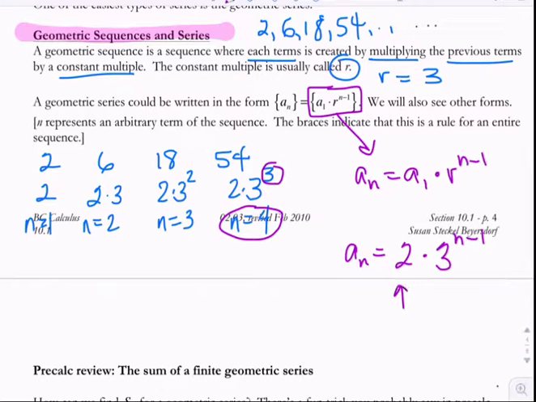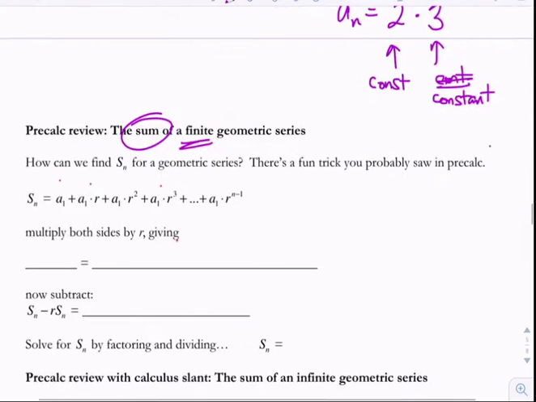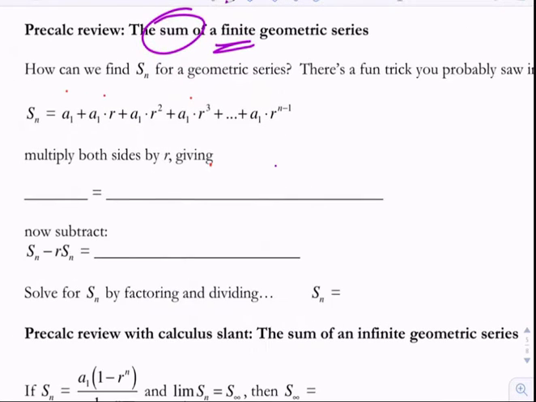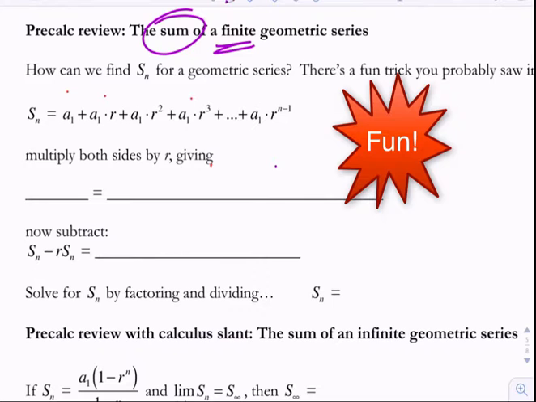You'll see a constant here, and a constant here. And probably an n minus 1 here, although that can vary. So we're interested usually in the sum, and we're going to start with a finite series, and then we'll try to generalize that to an infinite series. So in pre-calc, you probably did this, although it's kind of fun, so we'll do it again.